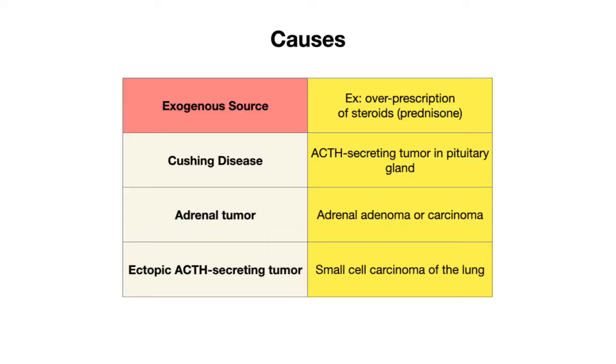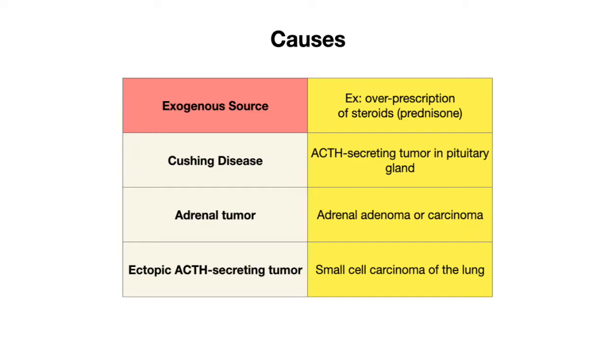Let's now go over the causes of Cushing syndrome because there are quite a few. One of the most common causes is actually iatrogenic in nature, and this is due to the overprescription of steroids like prednisone. Another cause is Cushing disease, and when we say Cushing disease specifically, we're referring to ACTH-secreting tumors that are found in the pituitary gland.